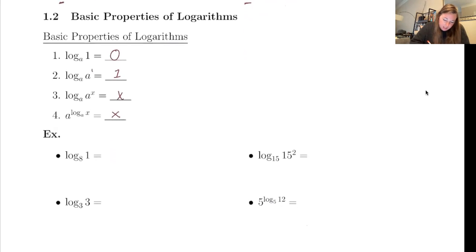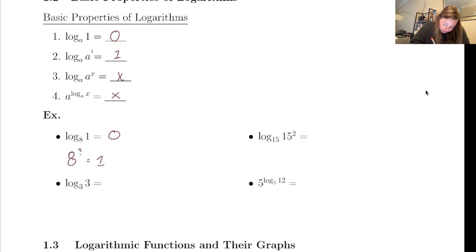So log base a of 1. 8 to the question mark equals 1? I can raise anything to the 0 power and that'll give me 1. So 0.